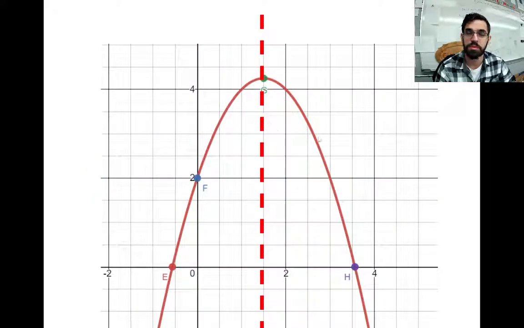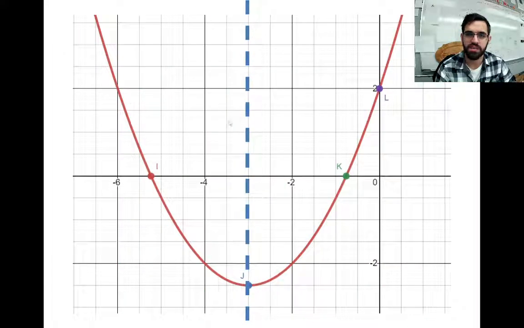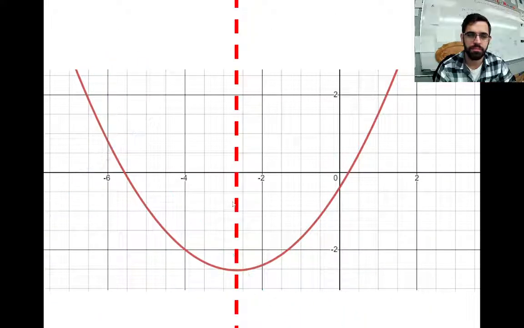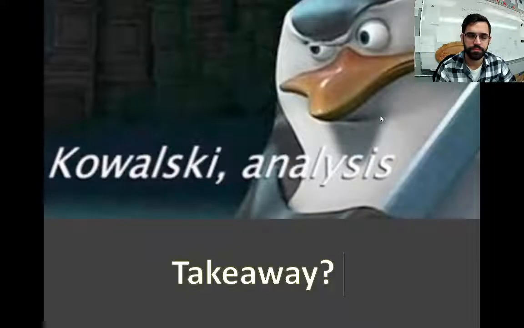There's the axis of symmetry here. I'm a little off with my red line. My apologies. Here's the axis of symmetry for this one, the blue line, red line, green line.